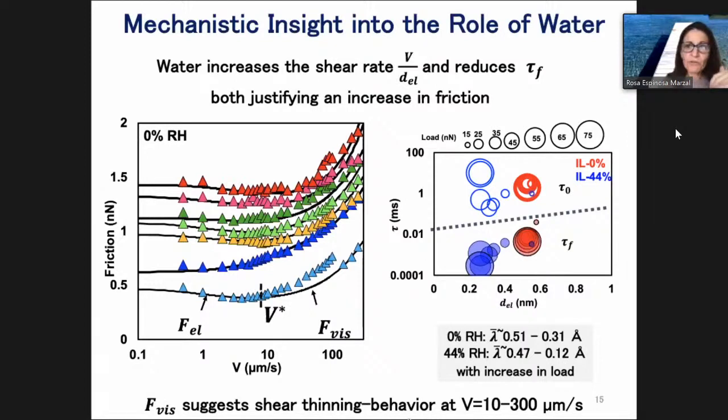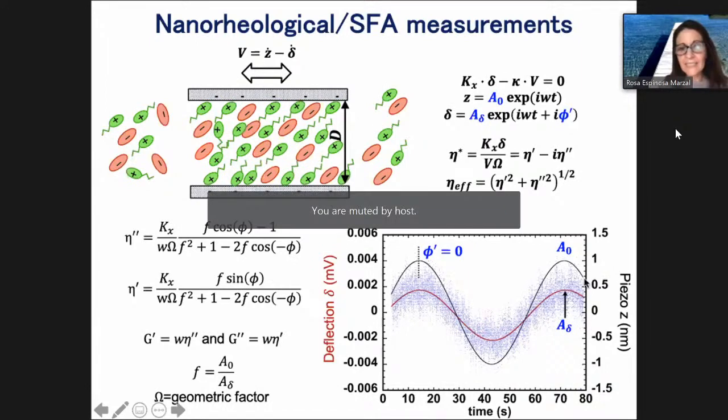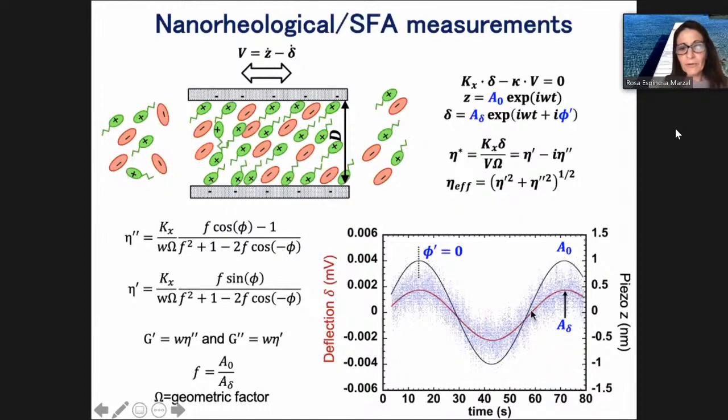But to really make sure that this assumption is correct, we perform nanorheological measurements with the SFA. The measurements consist of confining the ionic liquid, moving the upper surface in an oscillatory motion, and measuring the lateral deflection. Here in this cartoon, you see in black the applied displacement. The blue data points are the deflection, and you see that it is also oscillatory. From here, we determine the amplitude of the deflection as well as the phase difference.